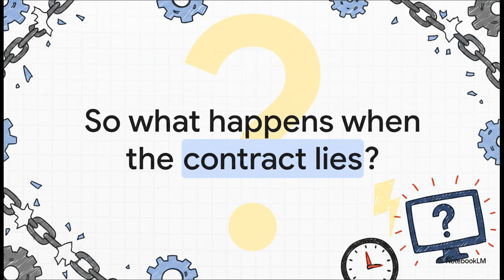So what happens when that contract lies? What happens when that promise is broken? Well, things start to fall apart, and they fall apart fast. The very system that's built to protect you, the Go compiler, is now completely blind, and you're left to discover the bug at the absolute worst time.